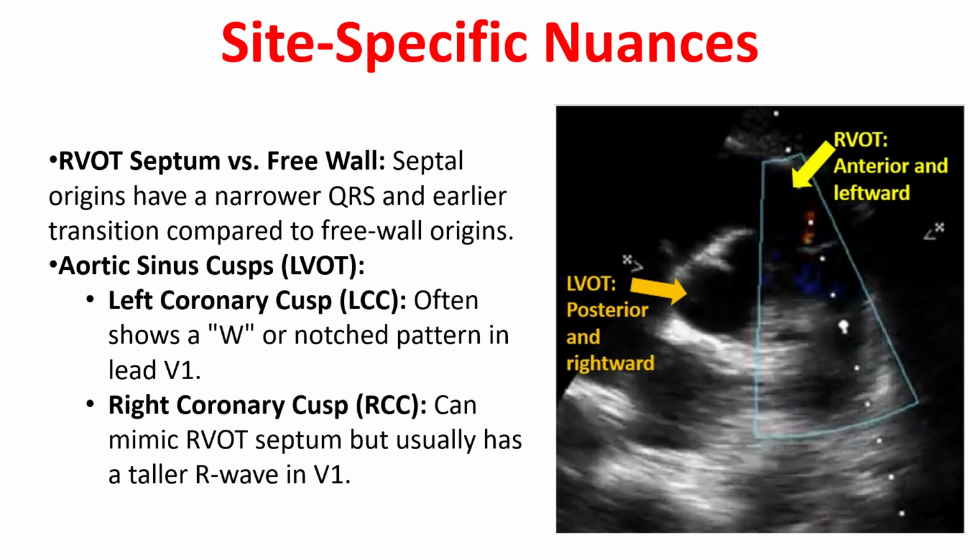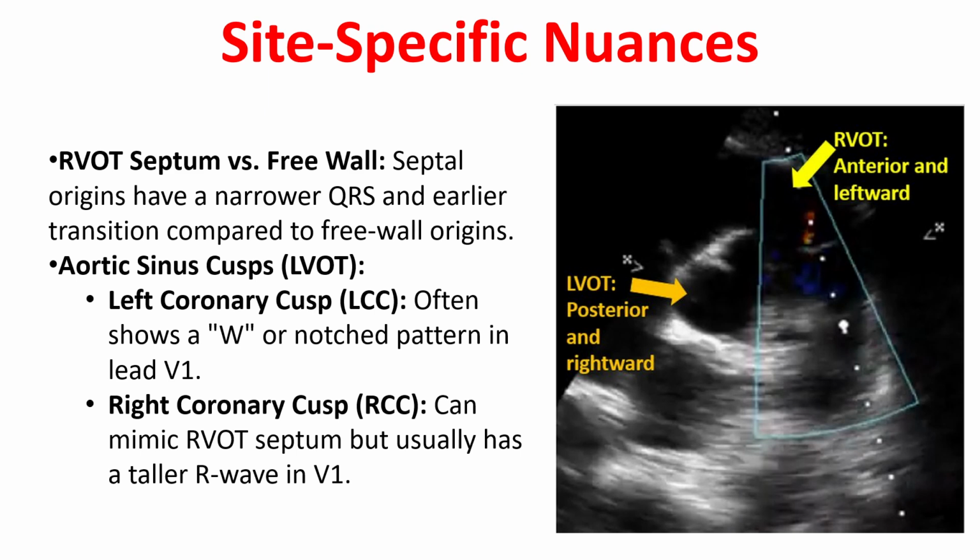Then there are certain site-specific nuances within the RVOT and LVOT. As mentioned, there are several locations within each outflow tract with specific features. RVOT septum versus free wall. Septal origins have narrower QRS. That's because it reaches the conduction system earlier, and also an earlier transition compared to free wall origins.